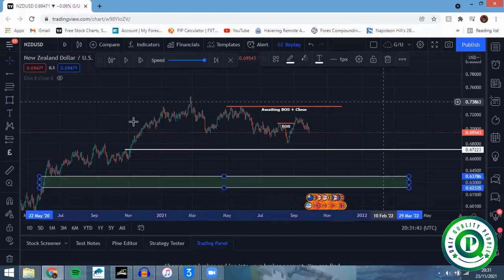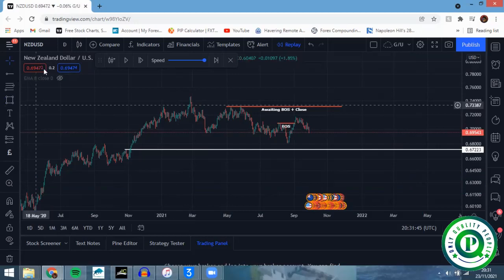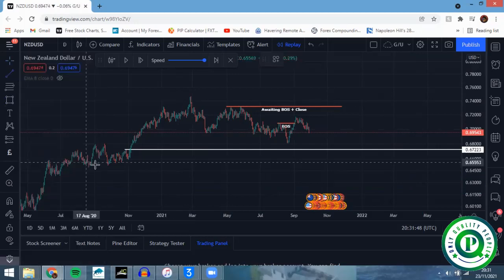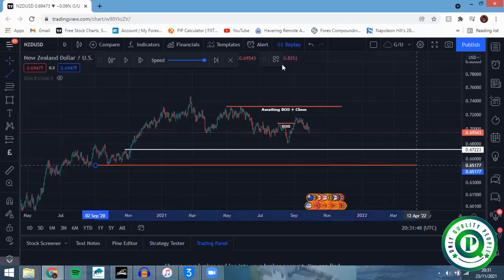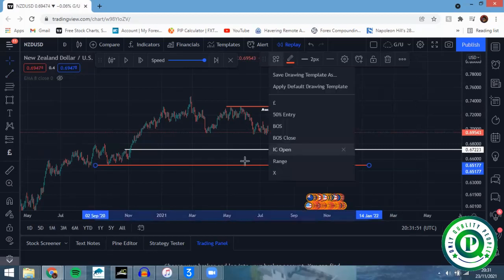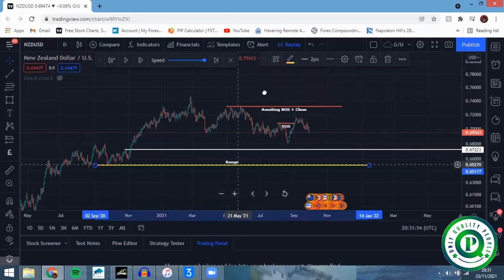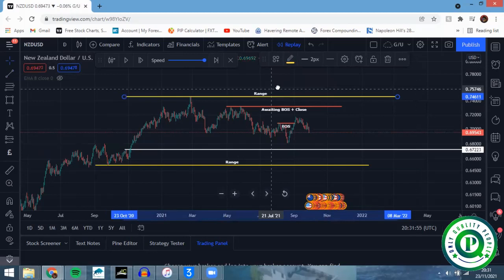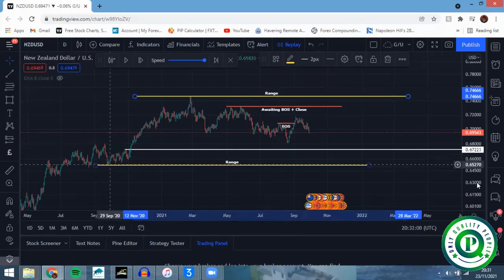And if we're to properly mark off our range, I would actually say that this is our range. Let me put this here, range. And all the range is, guys, is the pullback and the high, the new high. So you can see pullback, high, high. So we've identified our range. Let me just make sure those are both locked in.